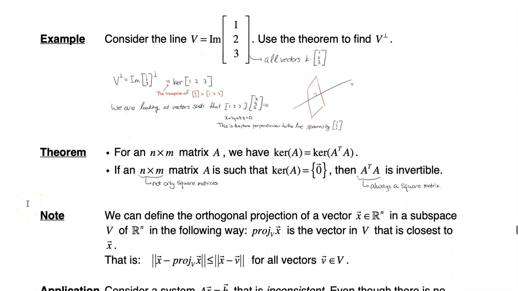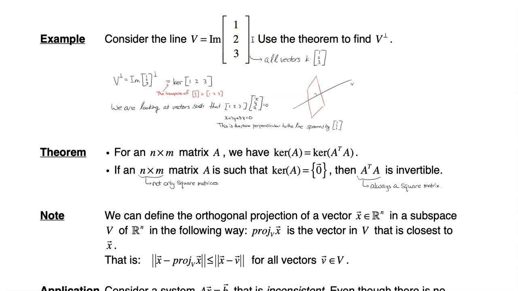Let's have a look at an example. If you consider the line defined as the image of (1, 2, 3), let's use the theorem to find what the orthogonal subspace to V is. This looks like a vector, but let's think of it as a matrix, a 3 by 1 matrix. Let's call this matrix A. If we want to do A times x, what kind of vector x do we need? We need a one-dimensional vector. So it's going to be 1 times x, 2 times x, and then 3 times x.